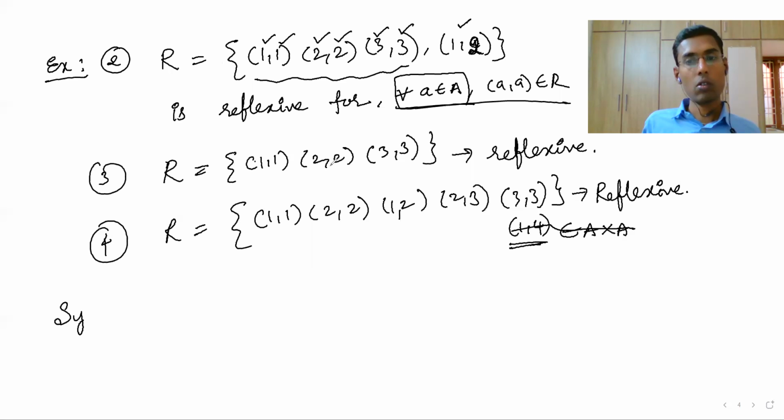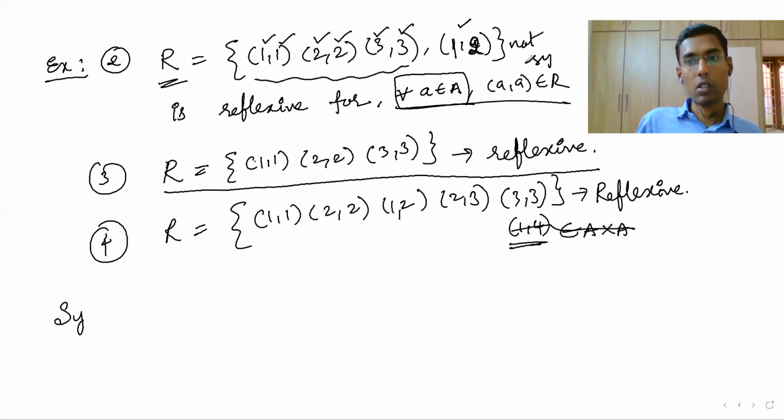So all reflexive relations are also symmetric? No, not required. No need to be. This second example, yes, sir, got it. Because extra elements can also be there. That one is both reflexive and symmetric. This one is not symmetric, right? Yes, sir. Got it. This is symmetric.